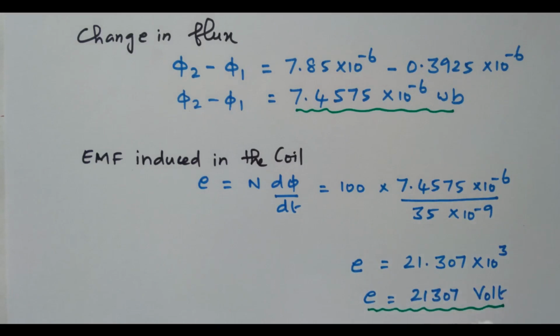By simplifying, we got 21.307 into 10 to the power 3. This 10 to the power 3 we can multiply, so that it is 21,307 volt. The EMF induced in the coil is 21,307 volt.